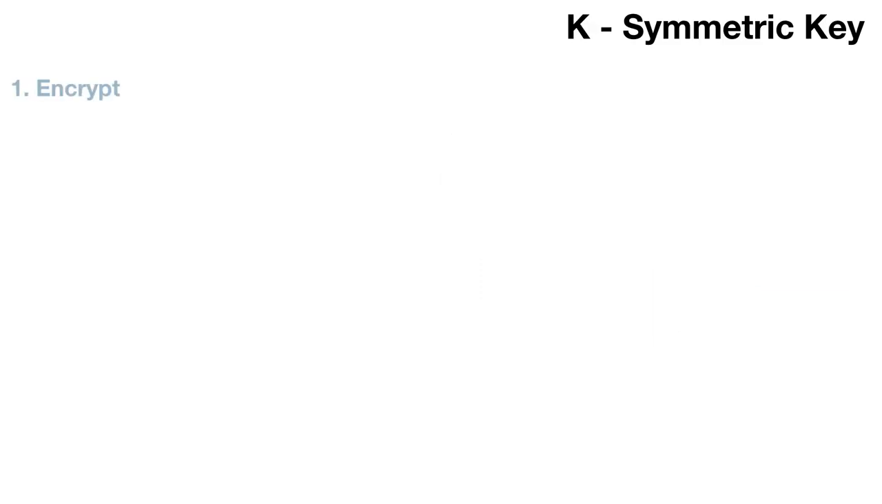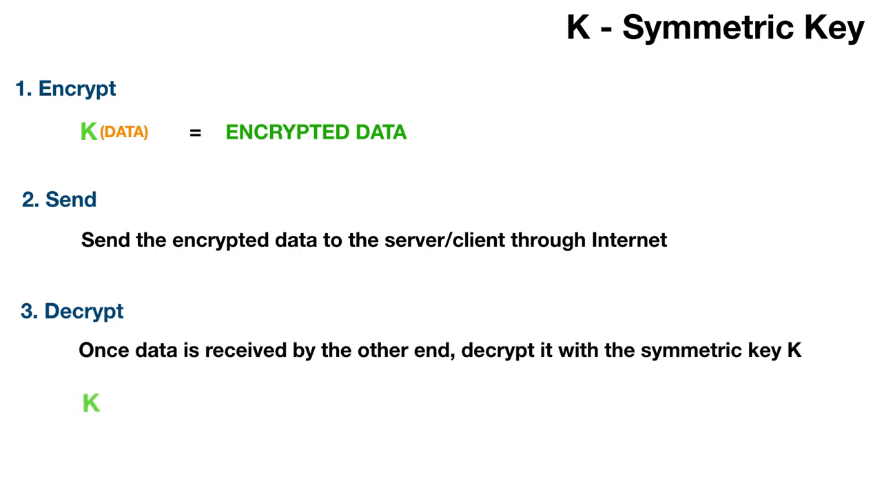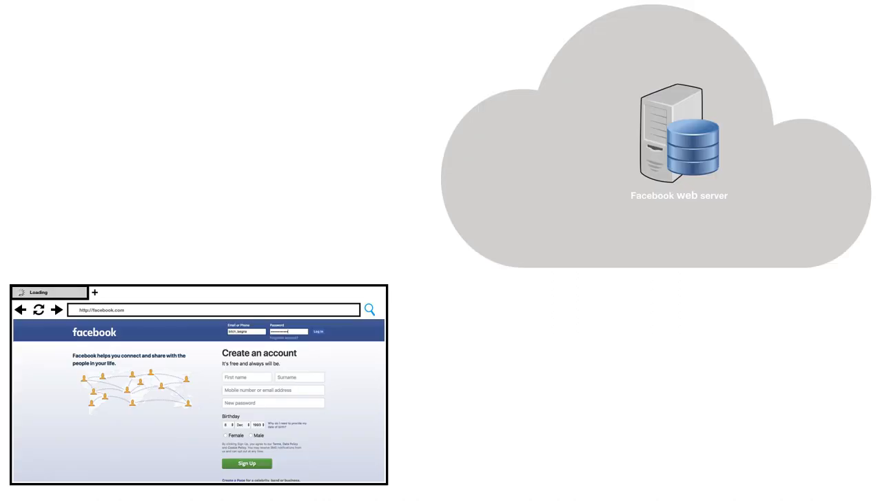From now on, all the data that is exchanged between Facebook and our browser is encrypted with this symmetric key that is generated by our browser. Since no one except Facebook and ourselves know this key, our data is completely safe. So when we type our username and password and click login, our credentials are going to be first encrypted using this key, and only then they are sent to the Facebook server through the internet.